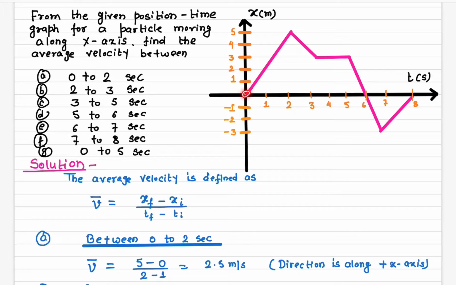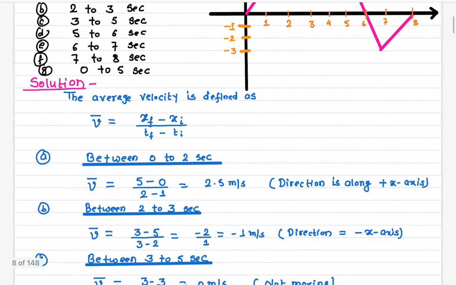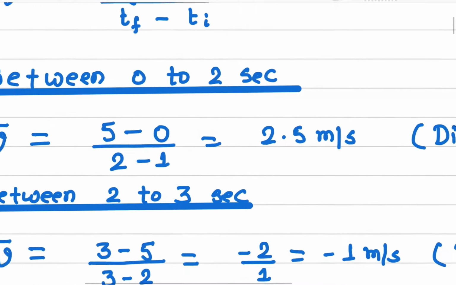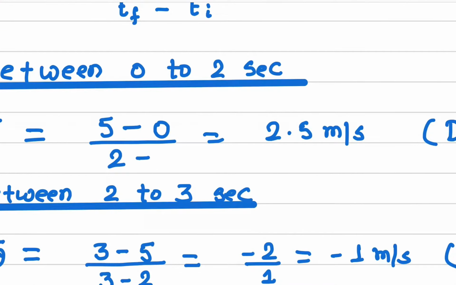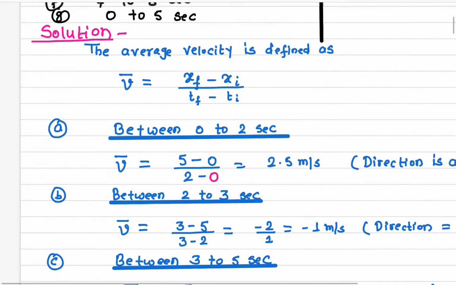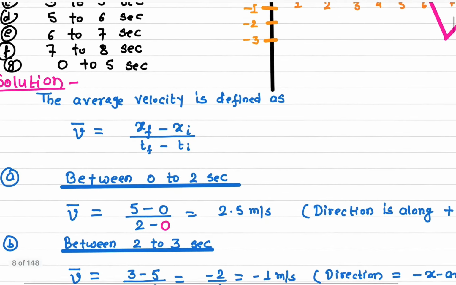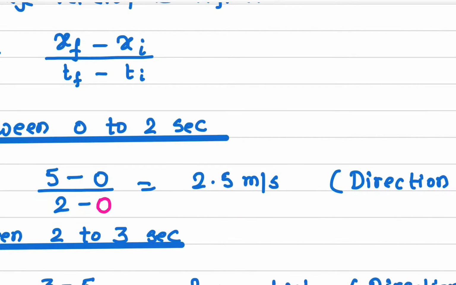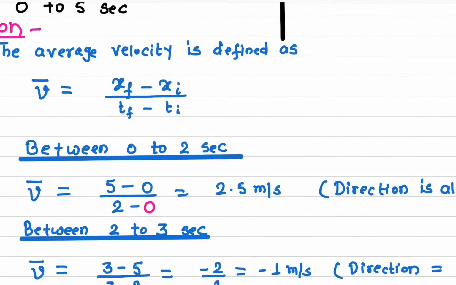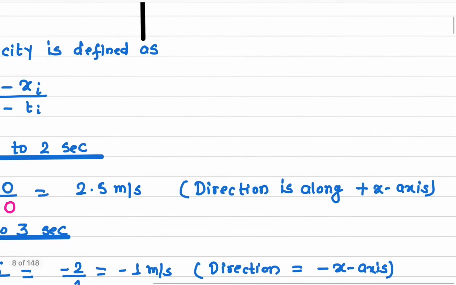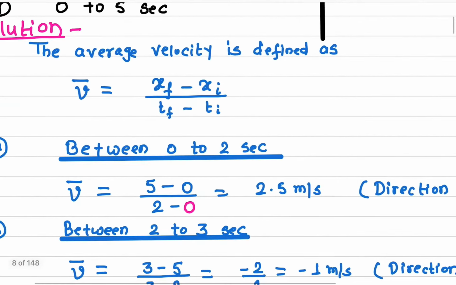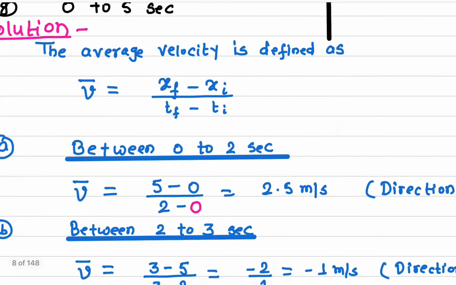And at time equals 0, the position here is 0. And the time is 2 minus 0 here. I'm just making a small correction here, although mathematically it is correct. So 5 over 2 is 2.5 meters per second. This quantity is positive. What does it mean? The particle is moving along the positive x direction, with an average velocity of 2.5 meters per second.